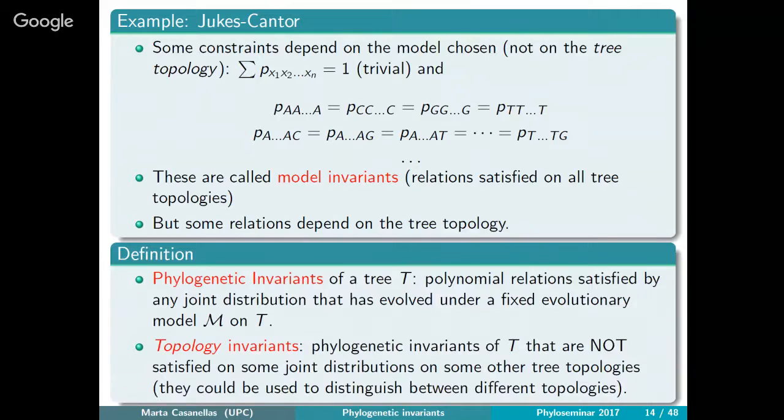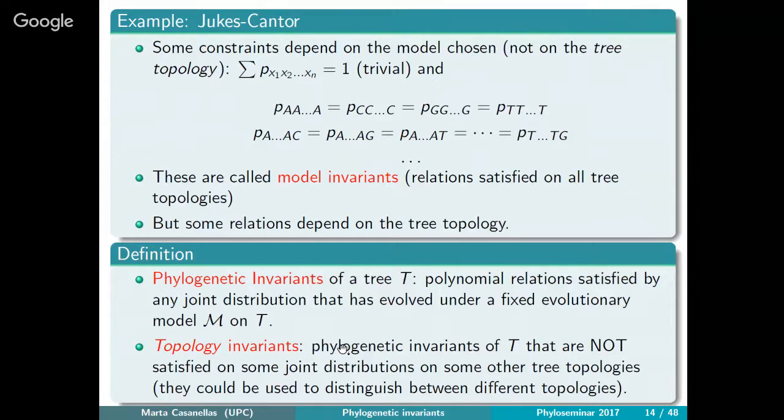So phylogenetic invariants of a tree were defined as those polynomial relations, those constraints that are satisfied by any joint distribution that has evolved under a fixed evolutionary model on the tree. And we call them topology invariants. This is a new notation because sometimes these were called phylogenetically informative. There have been different names given in the literature, but in the new book of Mike Steele, it's called like this, topology invariants.